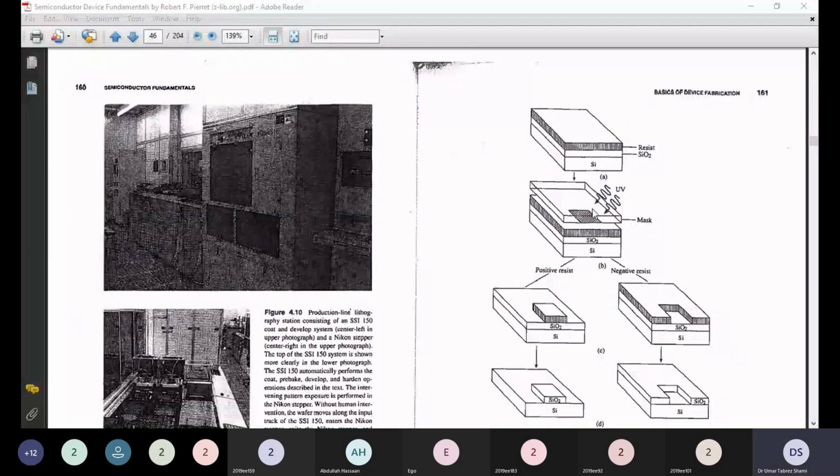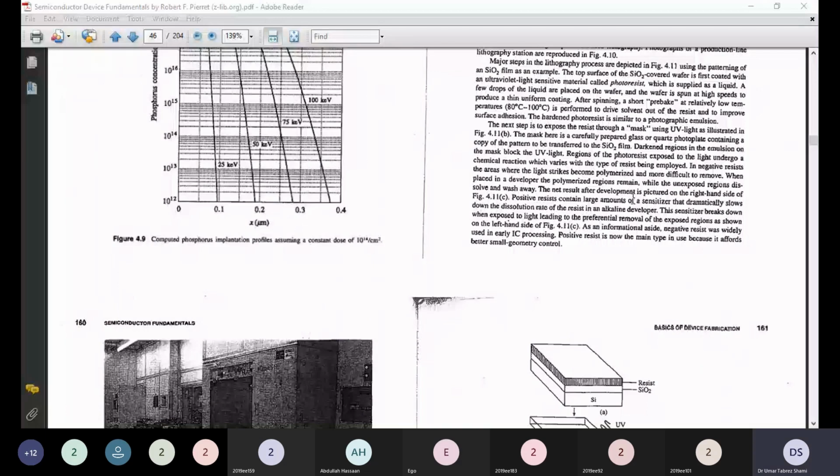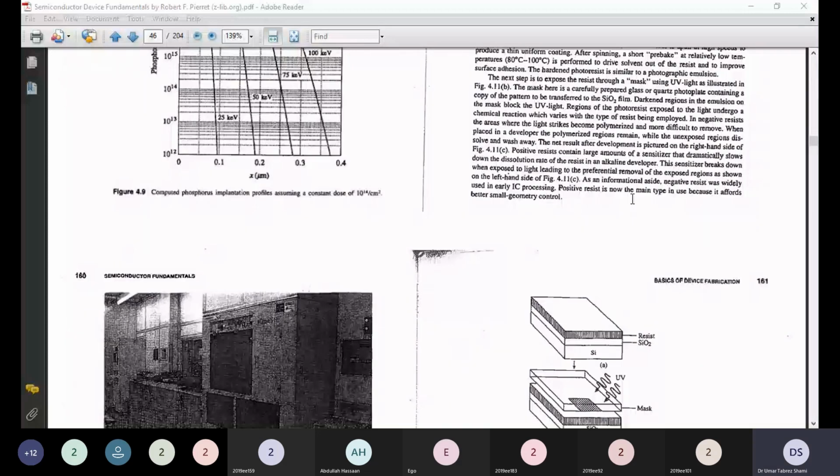So here we have the silicon oxide. Here we have the resist, and here we have the mask, and here we have the ultraviolet light. The mask here is a carefully prepared glass or quartz photoplate containing a copy of the pattern to be transferred to the silicon oxide film. Darkened regions in the emulsion on the mask block the ultraviolet light.